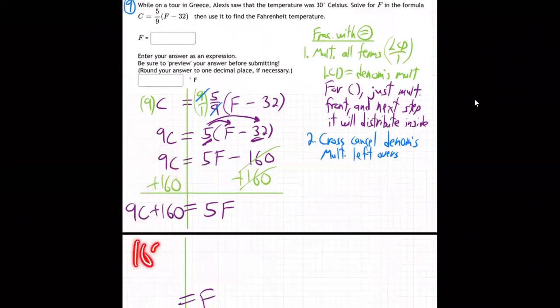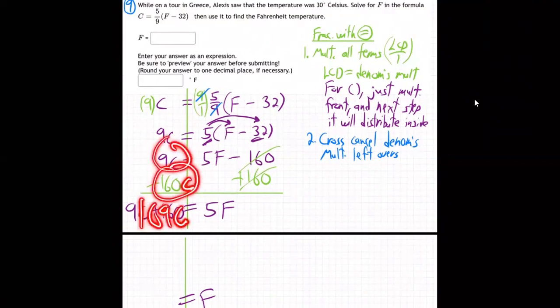It's 169C. No, you can't add unless they both have the same letter. In other words, if the 160 was a 160C, then yeah, you could add those, because then they would be like terms. Then you would have 9C and 160C, and that would be 169C.